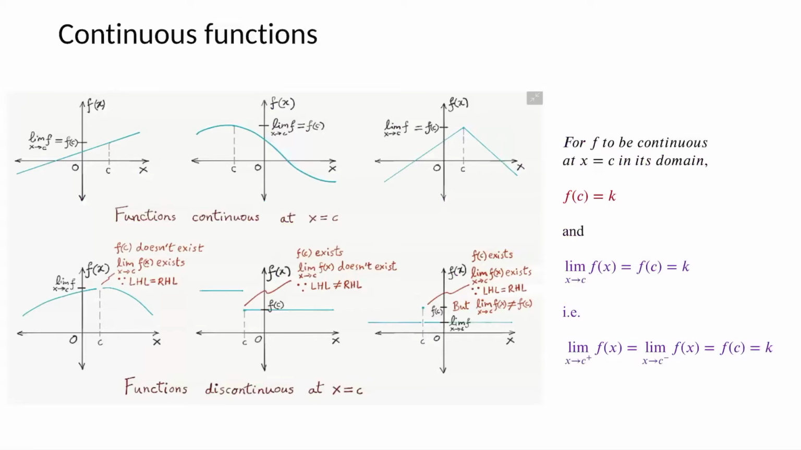As a test, consider any random point x equal to c, and the first thing to check is whether the function is defined at x equal to c. Here the function does take a value at x equal to c, which is somewhere here. The second thing to check is, as we approach x equal to c from either the left hand side or the right hand side, what value does the function seem to approach, and whether they approach the same value, and if that same value is the value that the function takes at x equal to c.